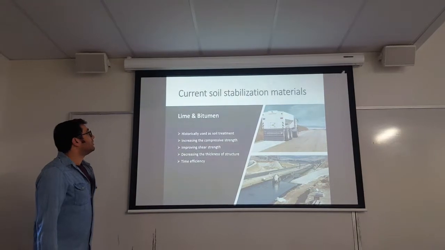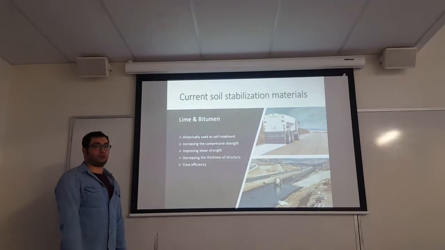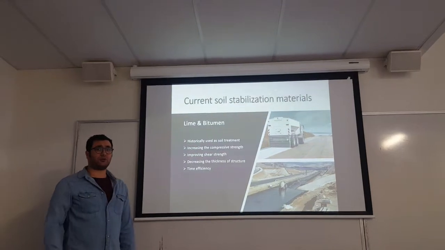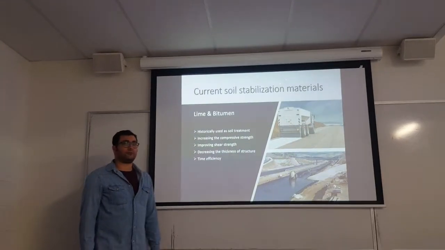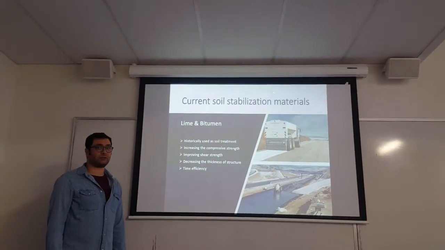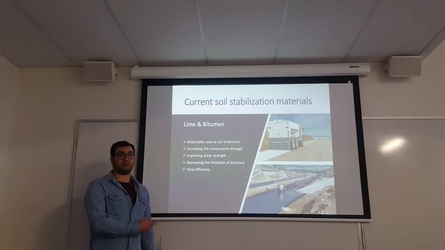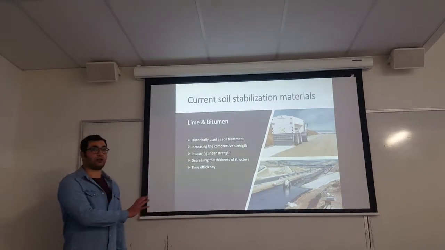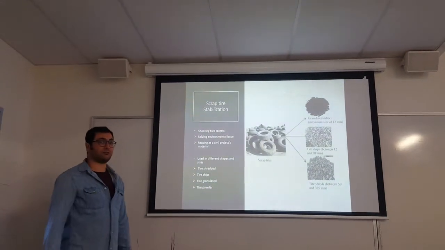It cost more than $2 million to resolve the failure problem, and it took 1 year to resolve. The current soil stabilizers, which I mentioned in the last slides, are lime and bitumen. Both have historically been used in soil treatment, and both improve the compressive strength and shear strength of the soil. They also decrease the thickness of the structure, and they are time efficient. They also have some drawbacks that are not included in this presentation, because our concentration is on scrap tire stabilization materials.